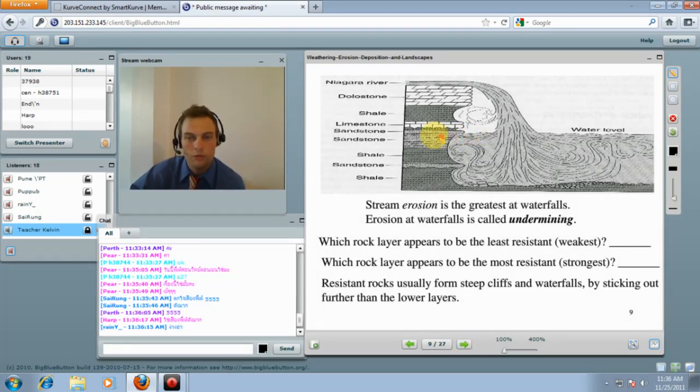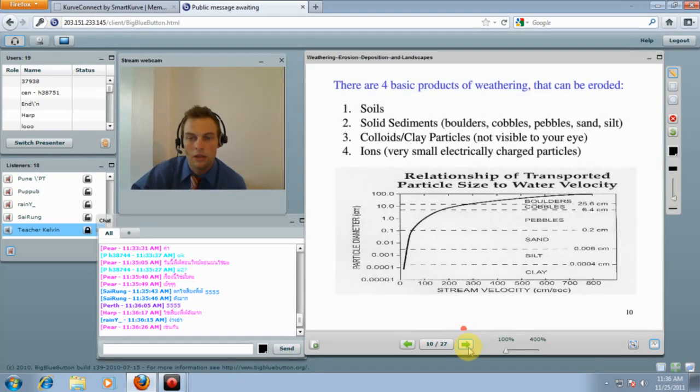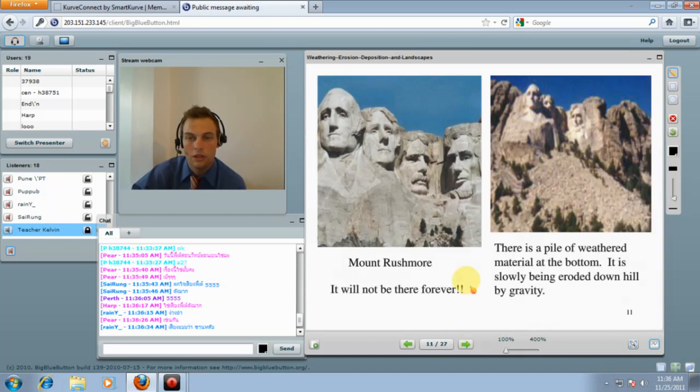Yeah, we went through waterfalls. Shale is going to be easier to be eroded than dolostone. You get this lip that comes over and creates these waterfalls. The faster a stream is moving, the larger particles it can transport. That's this graph. We went over this last time. Mount Rushmore, the only reason to go to South Dakota. Went over that a little bit. Shale.